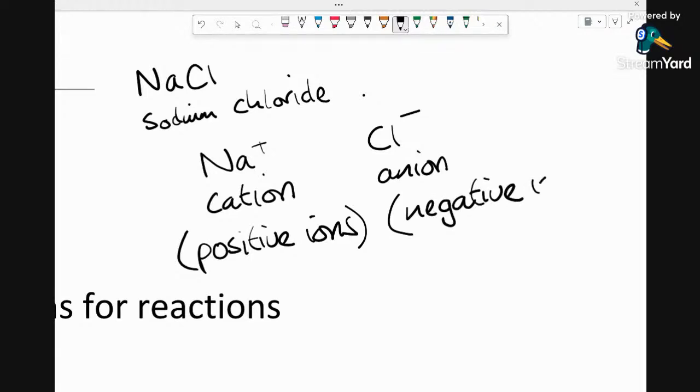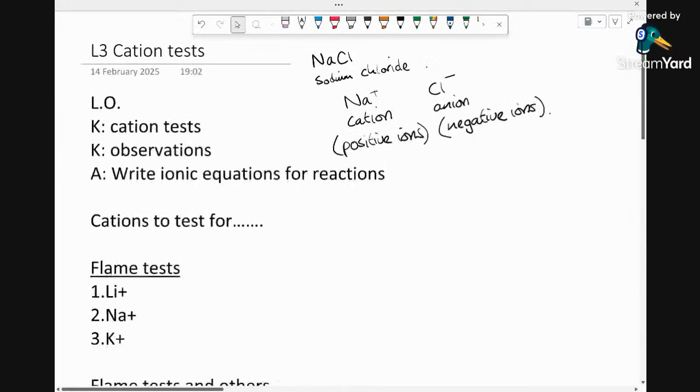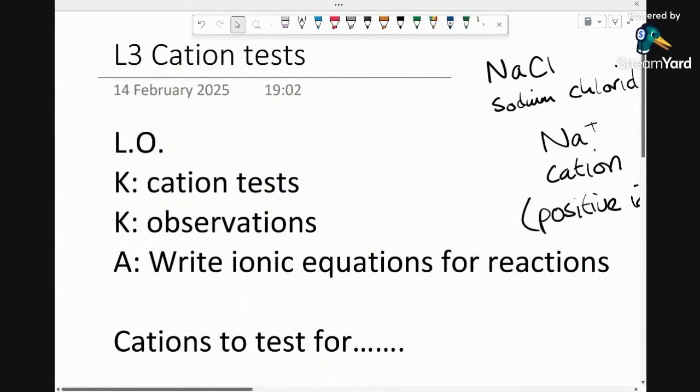It's nice to add a little bit of that detail in, even though from the A-level standpoint you are already on this, but it's nice to put this into the context of younger students. So we've got our cations, which are positive, and our anions, which are negative. This lesson is focusing specifically on the detection of cations.